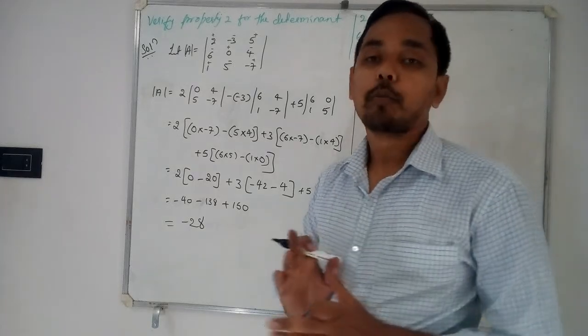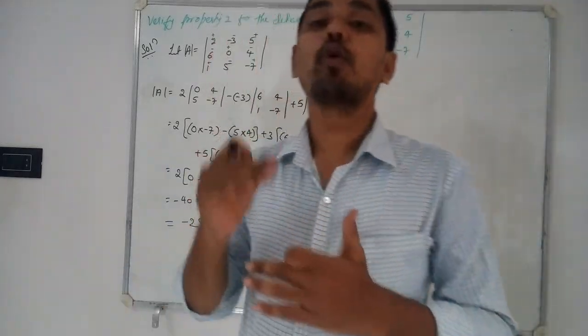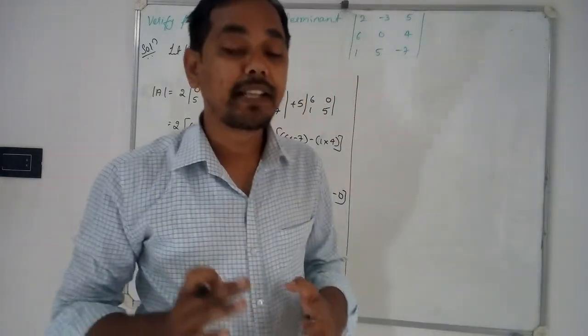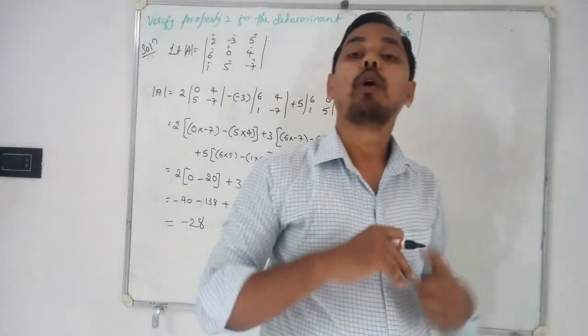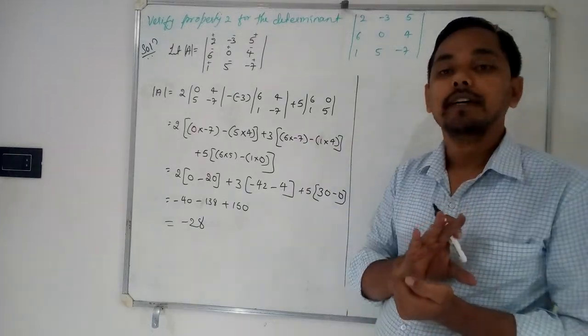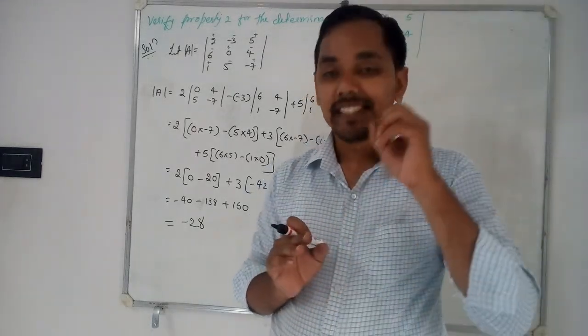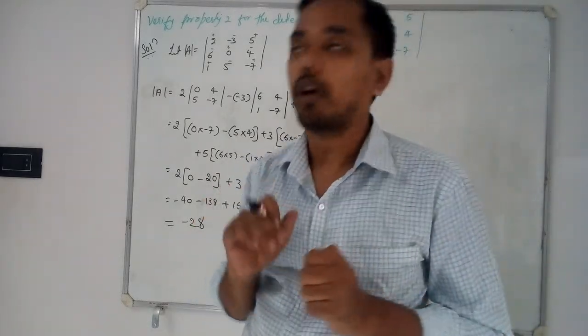So now let's see what happens if we interchange rows. Once again I want to make it clear: property 2 is interchanging of any two rows or any two columns. But what was property 1? Interchanging rows with columns. But property 2 is interchanging either any two rows or any two columns.